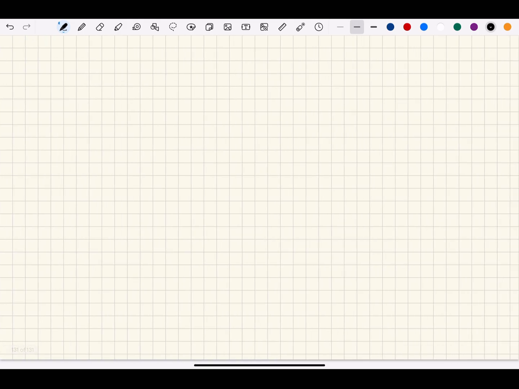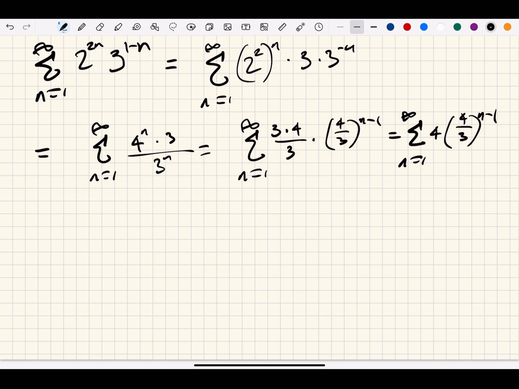Try this one. Sum n equals 1 to infinity, 2 raised to the 2n, 3 raised to the 1 minus n. So did you wind up with 4 times 4/3 to the n minus 1 in your effort to make it geometric, which it is, right? And what do you know about that? A is 4, r is 4/3, and so what? It's divergent. Yeah, it's divergent, right? Yeah, very good.